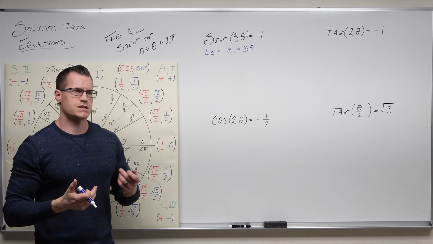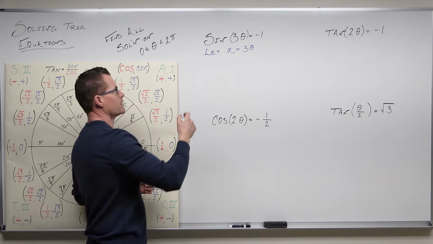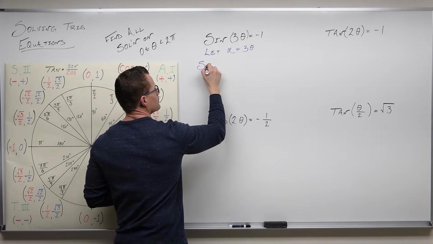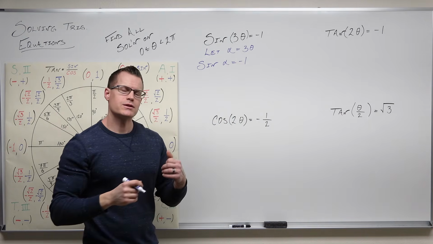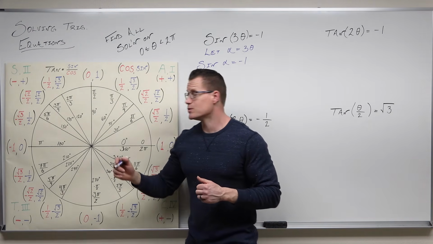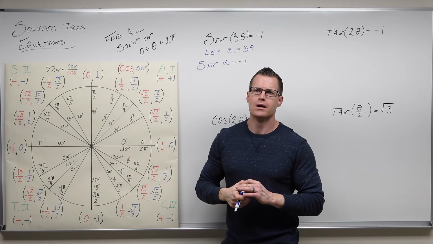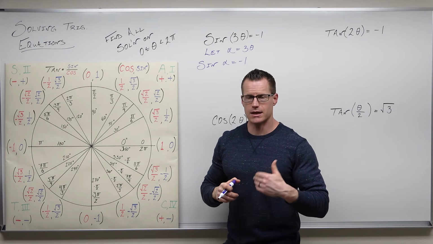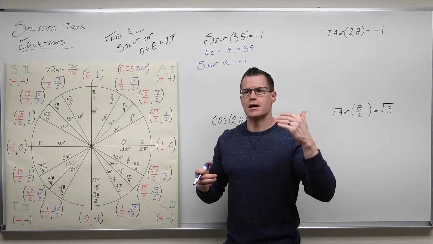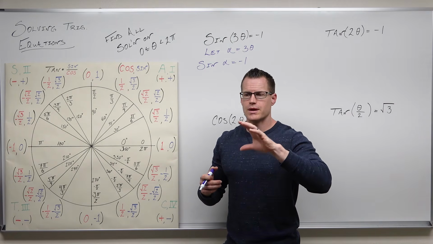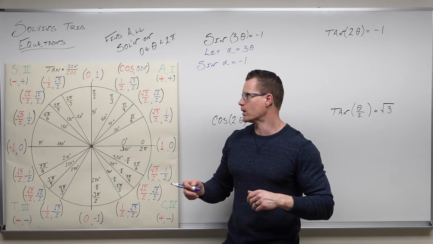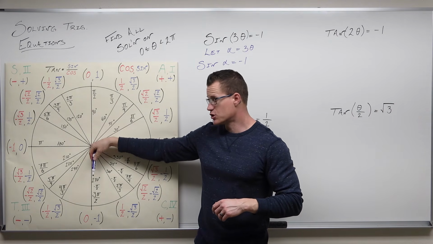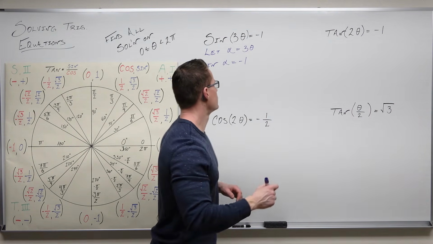So we can say sine of alpha equals negative 1. Now, let's treat alpha like our angle and do exactly the same thing here. Sine of alpha equals negative 1. What that's asking for is, give me the angle so that the y-coordinate is negative 1. Sine of what angle gives me a y-coordinate of negative 1? That's going to be just 3 pi over 2.